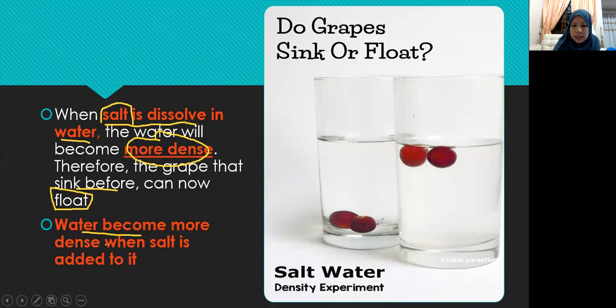As you can see here, this grape sinks. When it sinks, that means the grape is more dense than the water. But now, when we put salt in the water, the grape floats. That means the salt water is more dense. So the salt water here is more dense than the grape. That's why the grape floats, because the salt water is more dense than the grape.